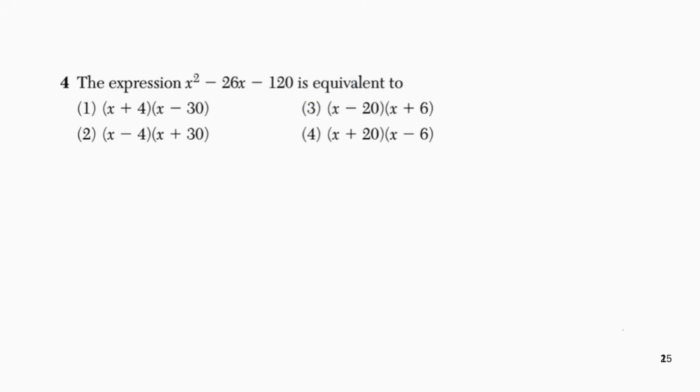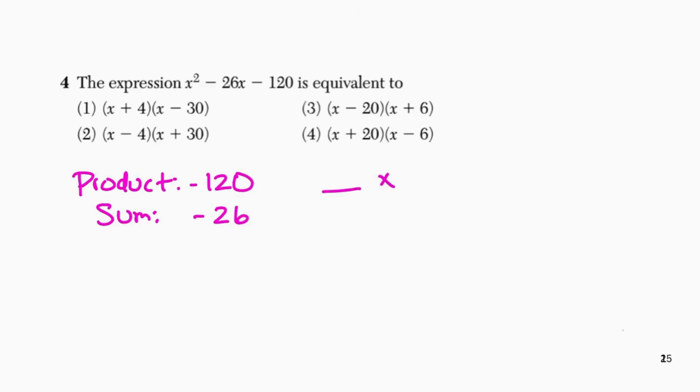So I see that it is a trinomial. The a value is 1, so that takes me to product and sum as my factoring method. The product is always going to be the c value, so the constant, which is -120. And the sum is going to be the b, the coefficient of x, which in this case is -26. So in this problem, I'm looking for two numbers that multiply to give me -120, and those same two numbers are going to add up to give me -26.